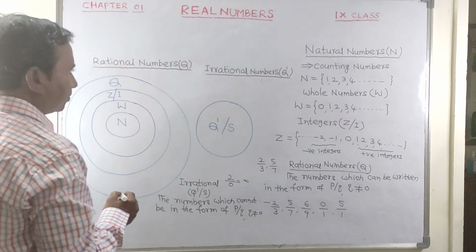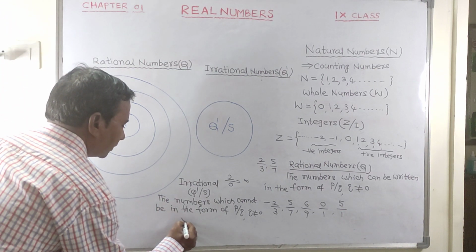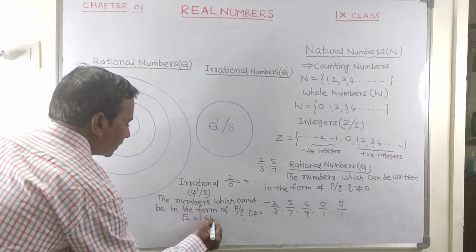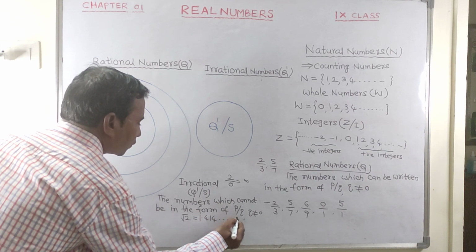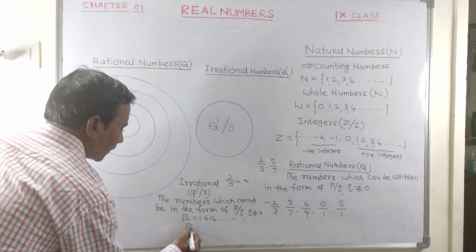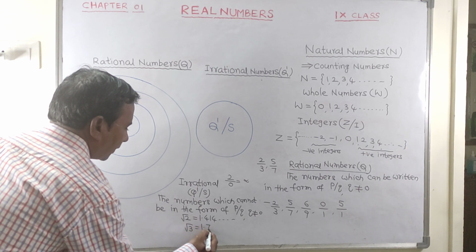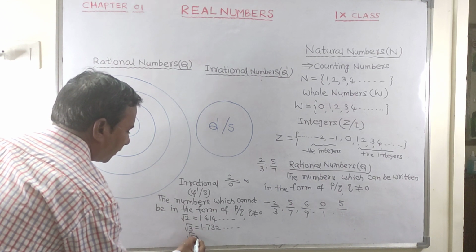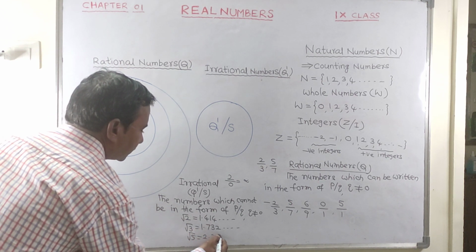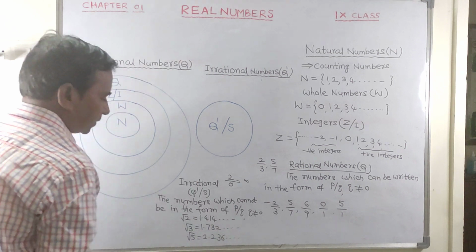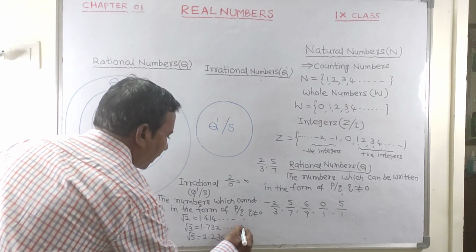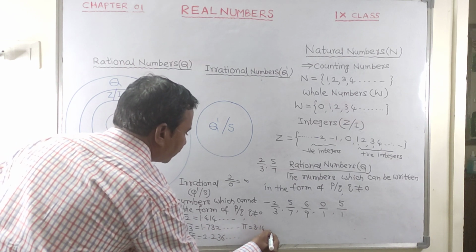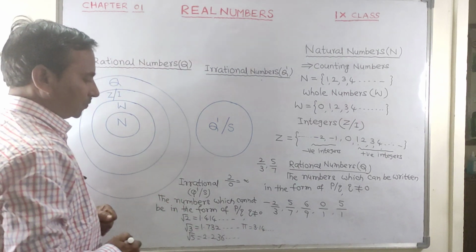If you observe some numbers like root 2, its value, if you consider, 1.414 and so on, it continues. Root 3 is 1.732 and so on, it continues. Root 5 is 2.236, like that it continues. And if you take pi, the value is 3.14 and so on, it continues.